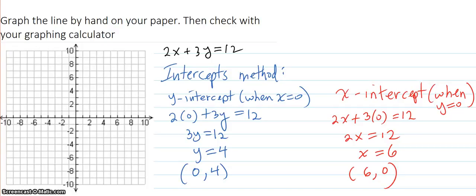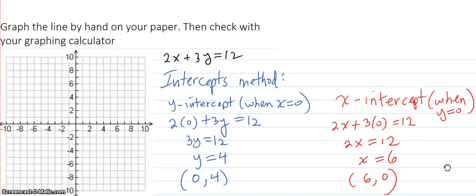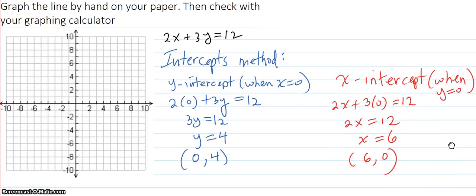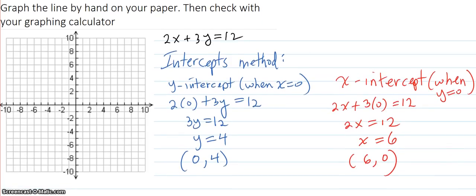Graph the line by hand on your paper, then check with the graphing calculator. So here is our equation that we're given. It seems to be in the standard form where we can graph it with the intercept method. So we're just going to go that way.